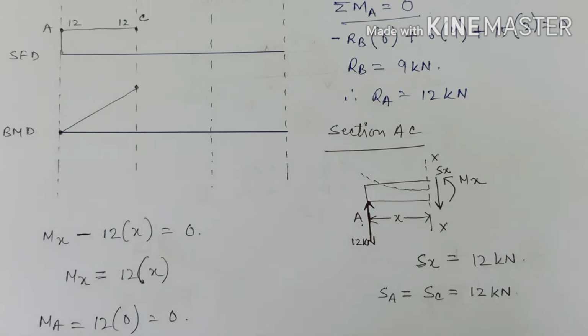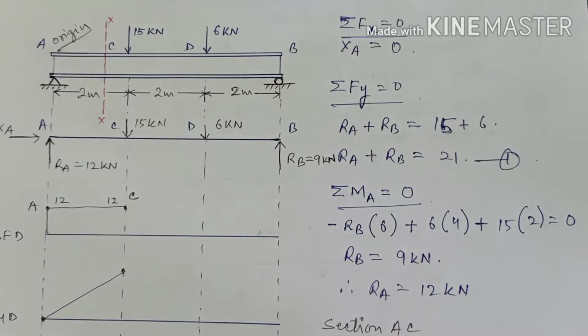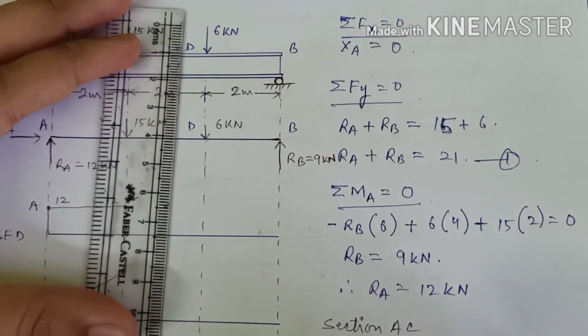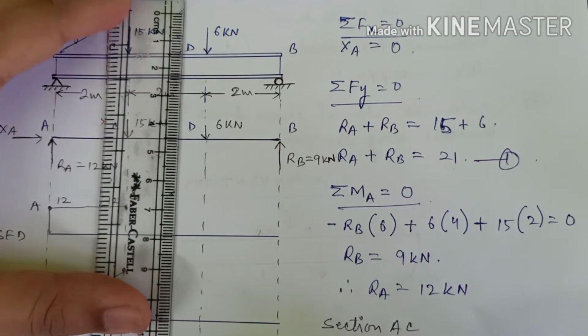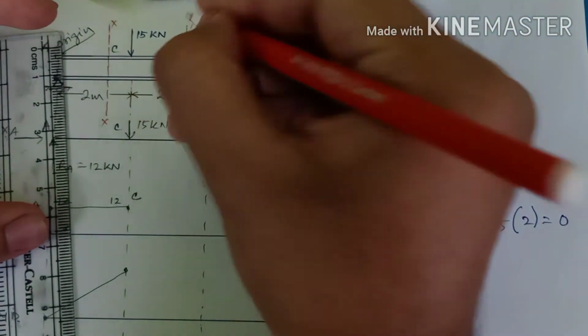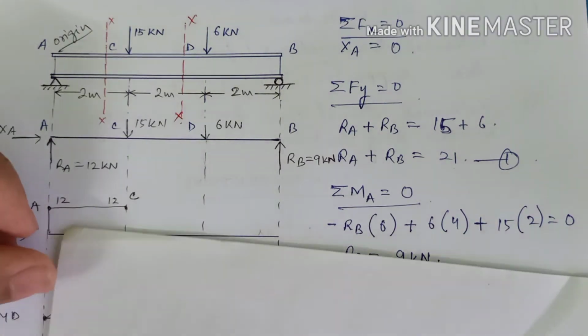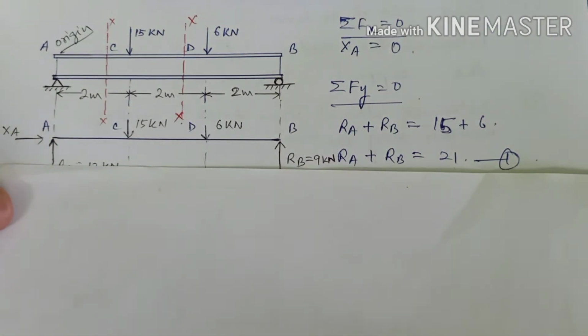Now in the same way we have to apply this for our sections CD and DB. So now let us do the same for section CD. In the same manner, we will cut a section in CD, which is supposed to be XX, right? Now let's draw the free body diagram of this.